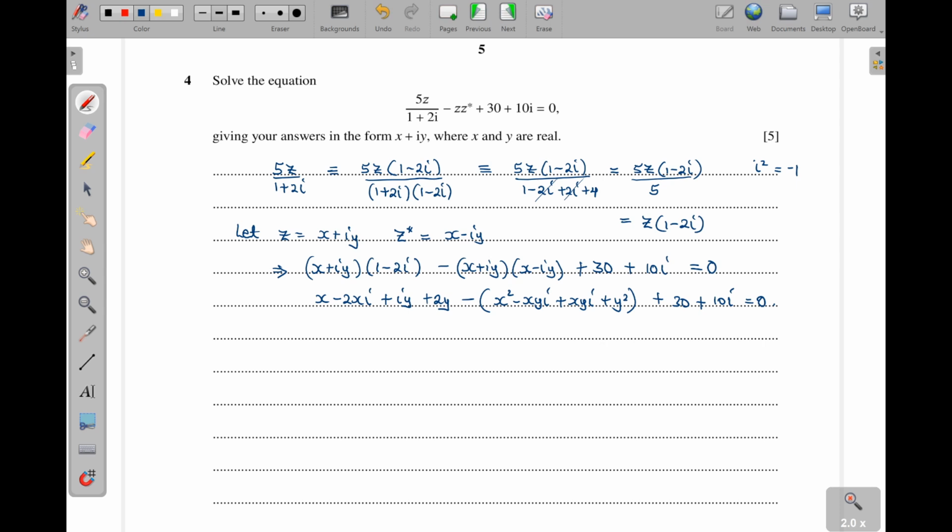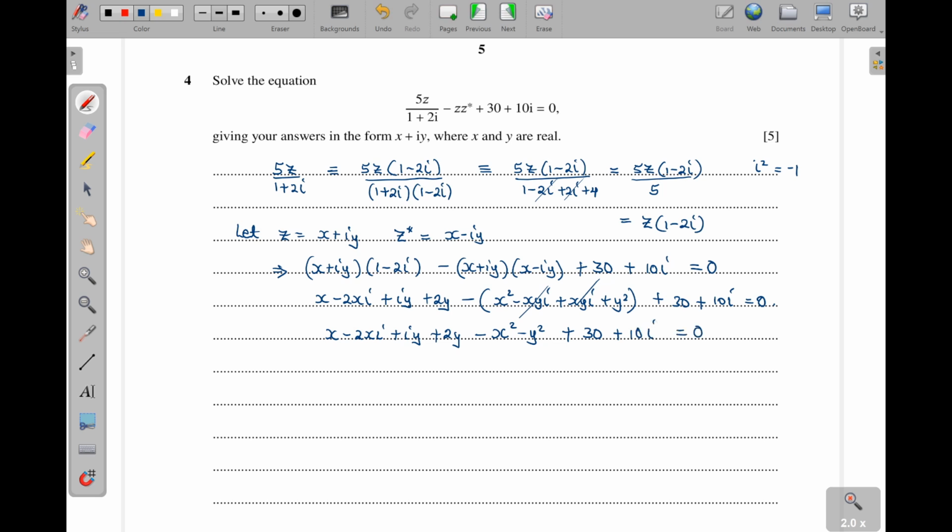Then what else? We now open the brackets here. Of course, this one is going to cancel with that. So we shall have x, then minus 2xi plus iy plus 2y, then minus x squared minus y squared. Remember, this one went, okay? Then plus 30, then plus 10i.